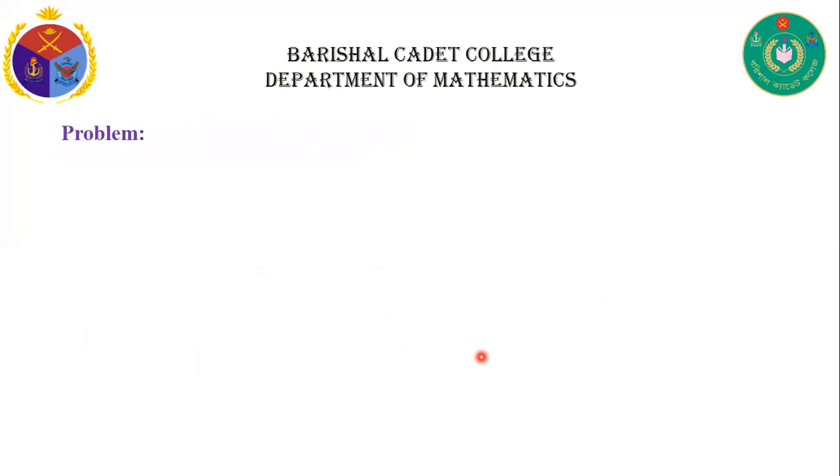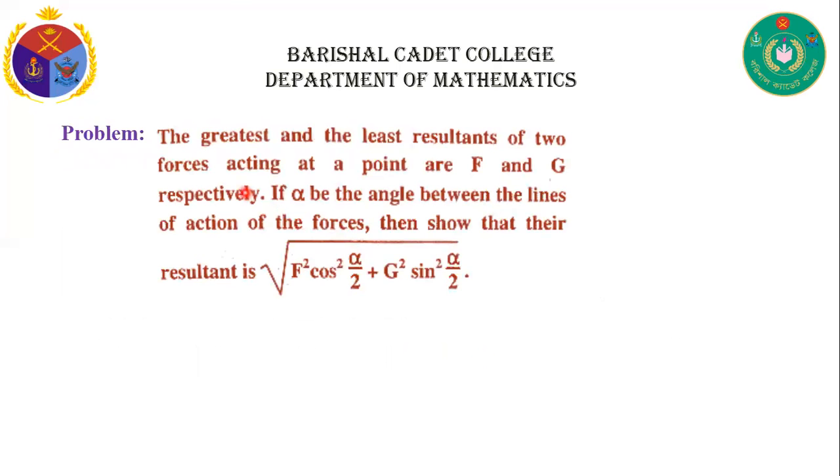Okay, now the problem: the greatest and the least resultant of two forces acting at a point are F and G respectively. If alpha is the angle between the lines of action of the forces, then show that their resultant is the square root of F square cos square alpha by 2 plus G square sin square alpha by 2. So I repeat this question: the greatest and least resultant.